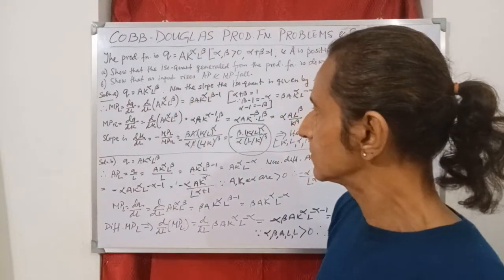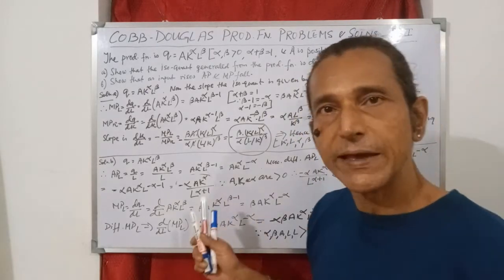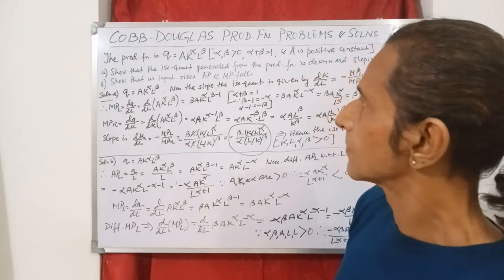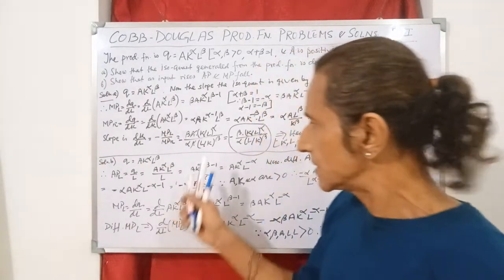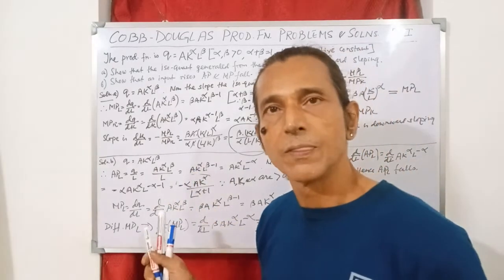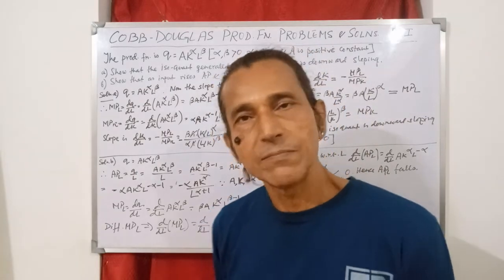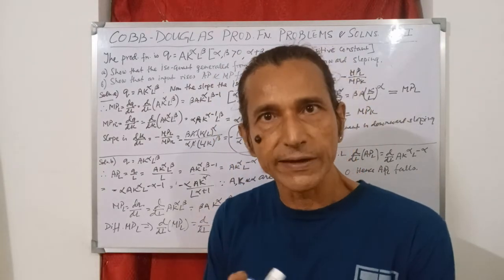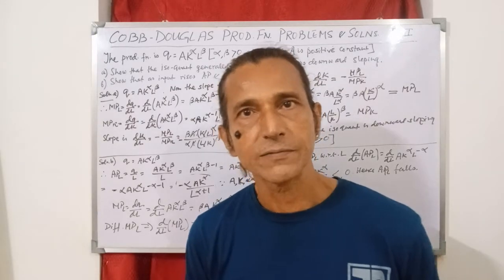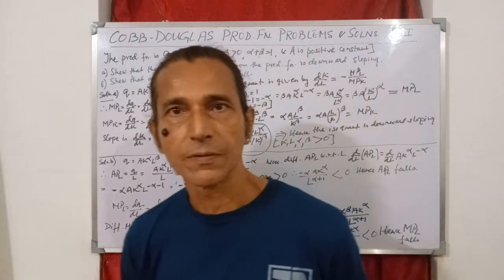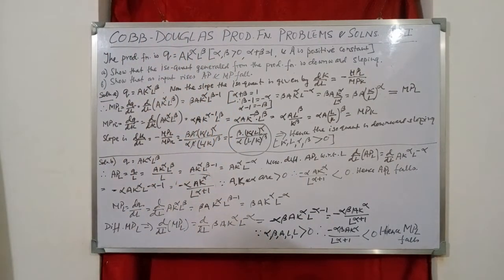Here we have shown that as L rises, APL and MPL fall. Exactly in the same way, you can find out what happens if K rises. Same thing will happen, that is as K rises, APK and MPK both will come down, correct? So look at the whiteboard carefully.